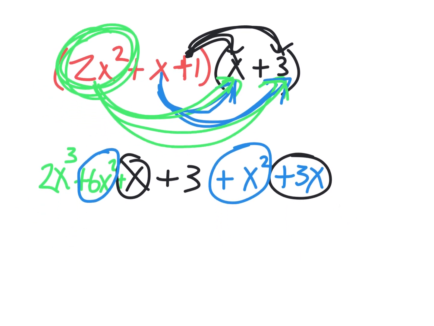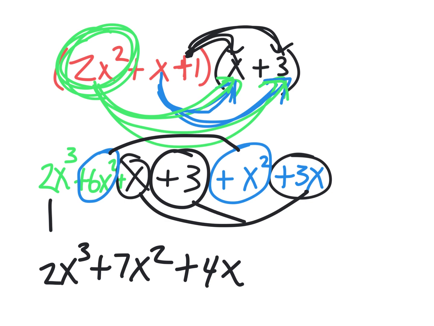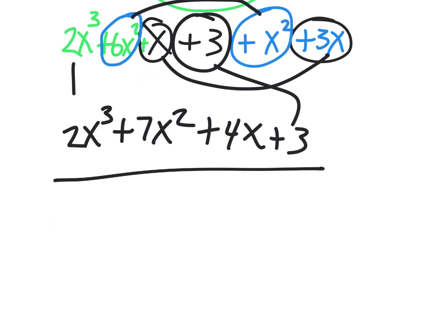So then the first one here is 2x to the 3rd. Who had the right leading term? 2x to the 3rd. Nice work. Then these go together and make 7x squared. And then the x's go together and make 4x. And then there was nobody to join with the lonely 3, so we just put plus 3. There it is. Boom. Final answer. That is as hard as they can be.